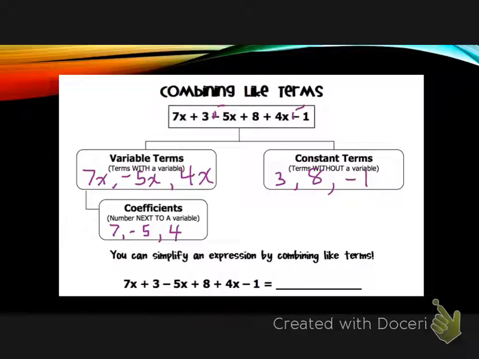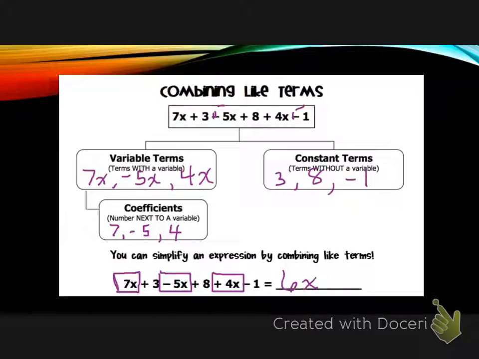One thing I like to do sometimes is I will box or circle different things. Like right here, I will combine the ones that have the x term, the variable terms. Make sure when you box here, though, you include that sign in front. Always include the sign in front. So I'm looking right there, and I've got 7x minus 5x, which is going to be 2x, plus 4x, gives me 6x.